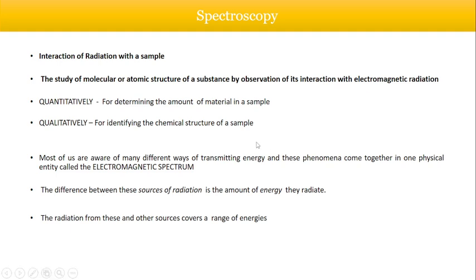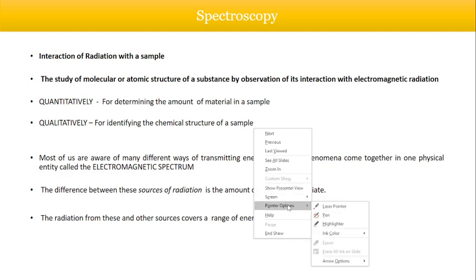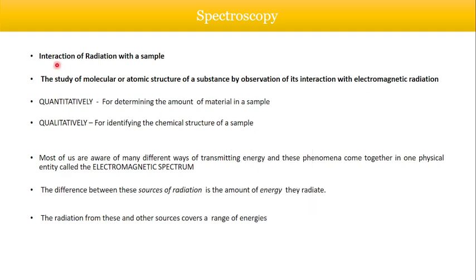So what is spectroscopy? Spectroscopy is the interaction of radiation with a sample. It is the study of the molecular or atomic structure of a substance by observation of its interaction with electromagnetic radiation. So in spectroscopy, we are studying the molecular or atomic structure of a particular substance by observing its interaction with the electromagnetic radiation.